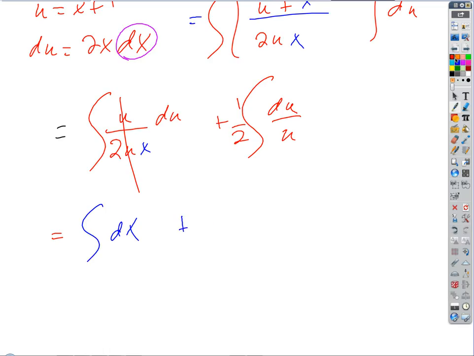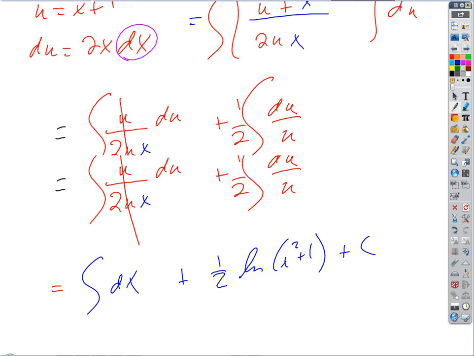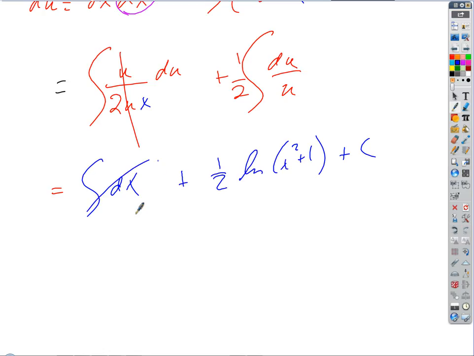Okay, plus over here, would you agree that when all the dust settles, we're gonna get 1/2 times the natural log of the absolute value of u, plus c, but what's u? u is x squared plus 1. Do we need absolute value bars, Braden? No. And this just becomes x, and we'll lump our constants together.